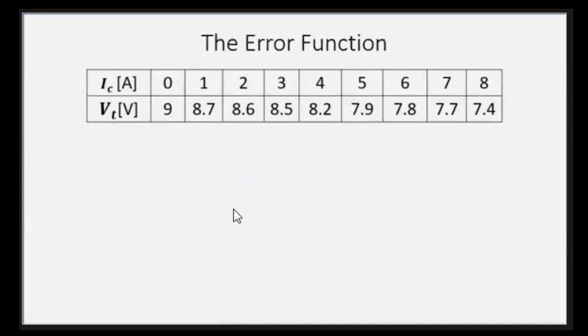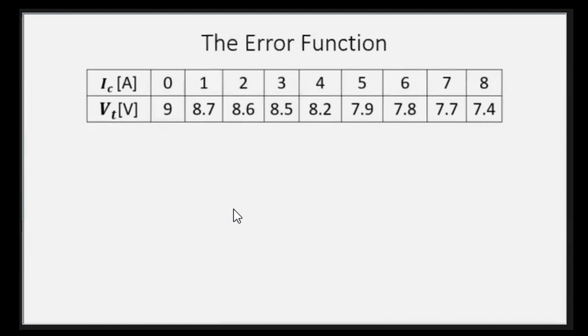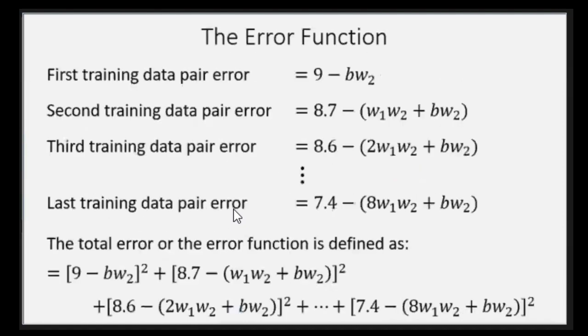If you go to the third point, I am applying input as 2. Expected output is 8.6, right? But if you apply 2, the value I am going to get is this one. Now the W1, the W2 is the same value. It's one training cycle, right? So W1, W2 plus BW2. So 8.6 minus this is the error. So like that, you calculate the error for all the values.